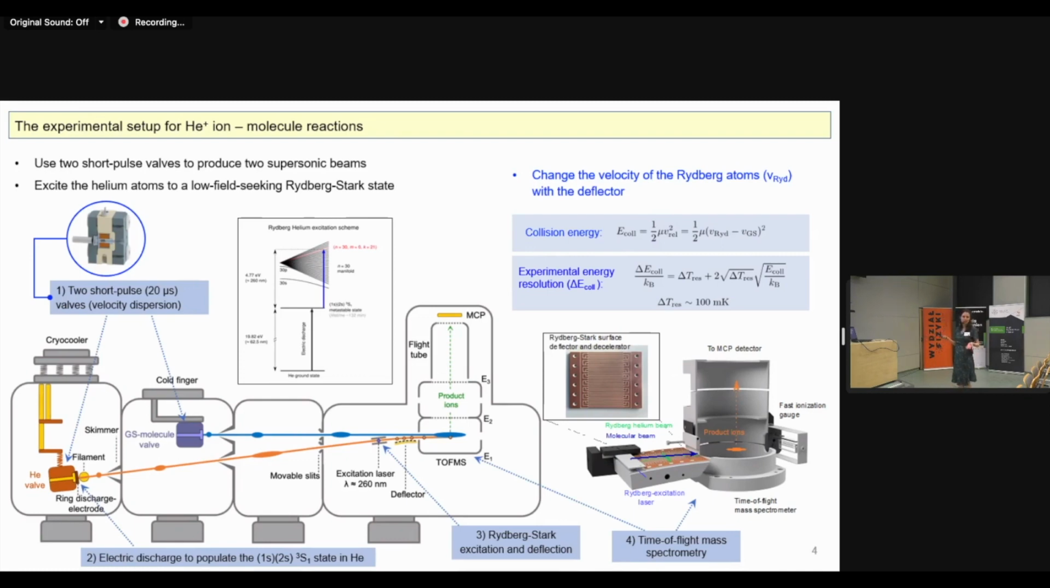So how do we vary the collision energy? Well, we use this chip in order to set the velocity of the Rydberg atoms, while we keep the ground state beam at a fixed velocity. Interestingly, when we match the two velocities exactly, we have zero nominal collision energy with a small energy resolution of about 100 millikelvin. So that's really cold for us.